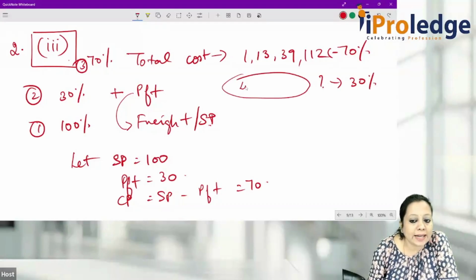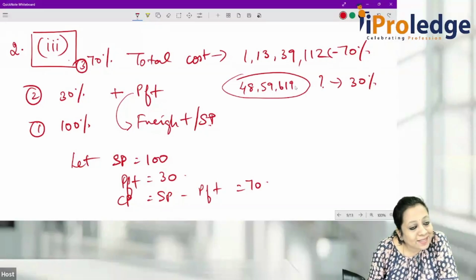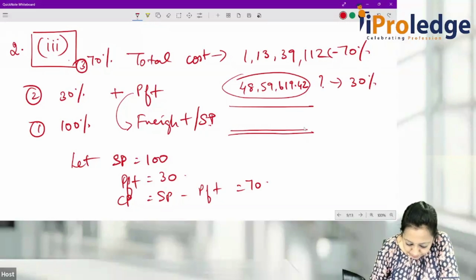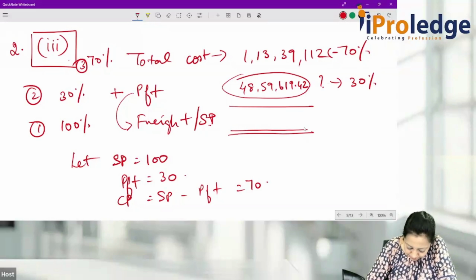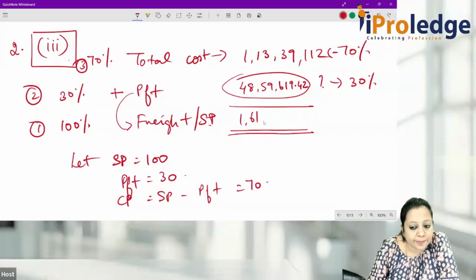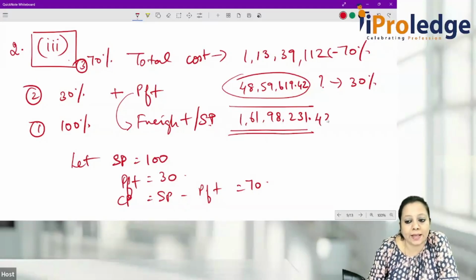We are telling the answer, 48 lakh 59,619.421. Thank you, ma'am. So now we will do the total. 1 crore 61 lakh... 31.42. Thank you, ma'am.